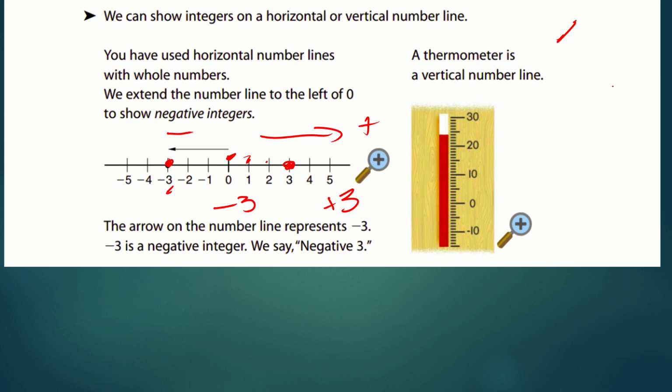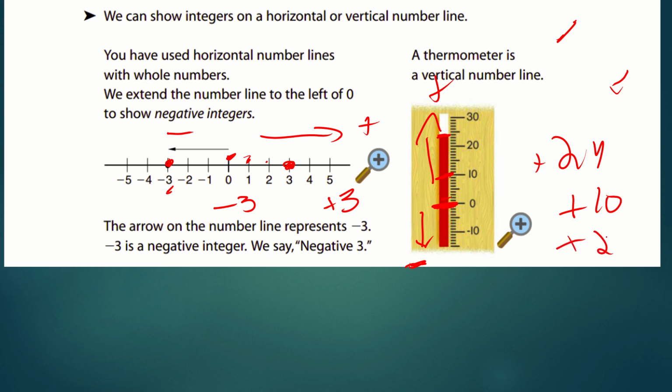Okay, now we have a thermometer, which, like I said, is a vertical line. So 0 is right here. Anything below is negative, anything above is positive. So here my temperature stops right at 24. So my integer here is plus 24. Let's say I stopped right here. My integer would be plus 10. Let's say I stopped right here. My integer would be plus 2.